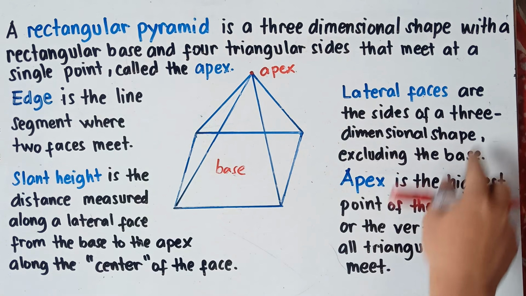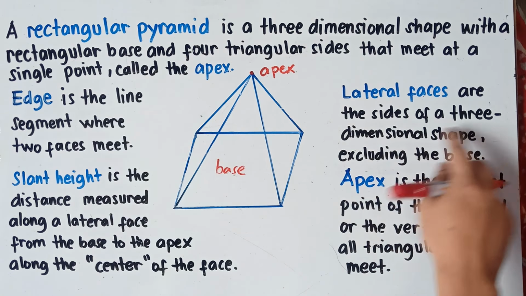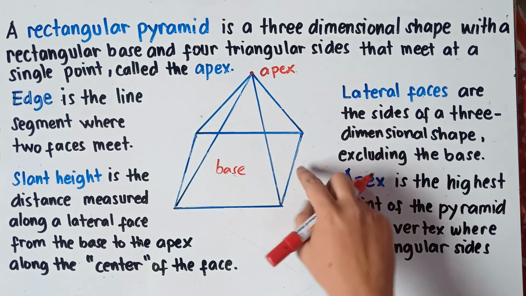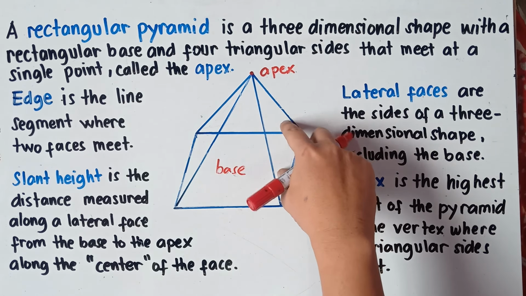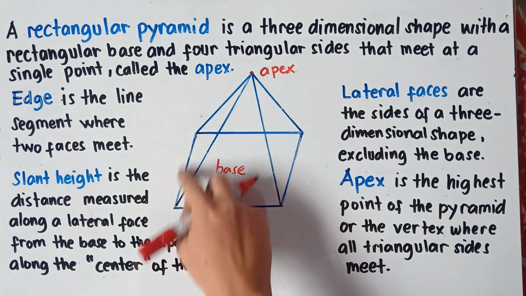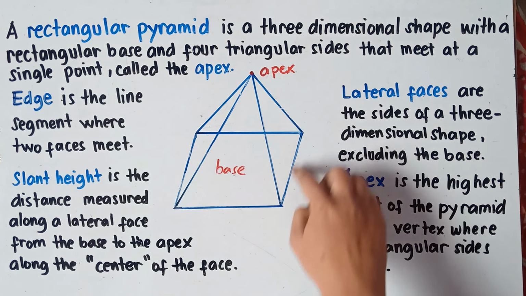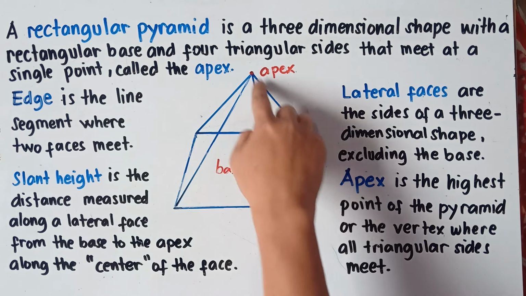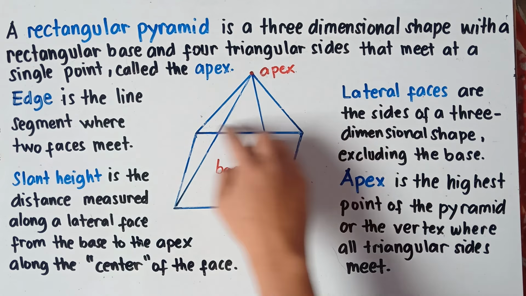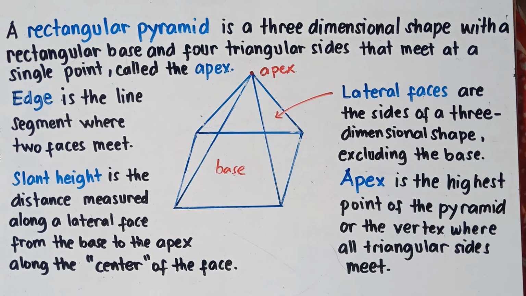Now for the lateral faces, class, the lateral faces of a rectangular pyramid are the sides of the three-dimensional shape excluding the base. So this side right here, this triangle, is what we call a lateral face. We have 4 triangles, so we have 4 lateral faces. This triangle is a lateral face, this one right here is a lateral face, and the other triangle at the back is also a lateral face.